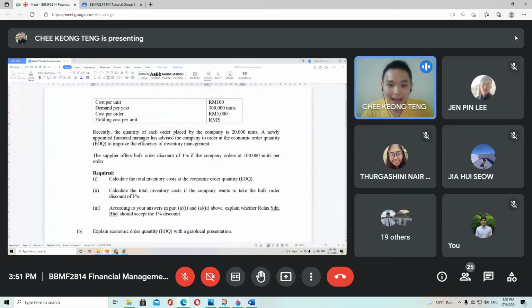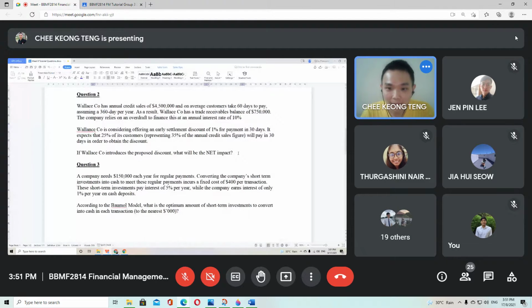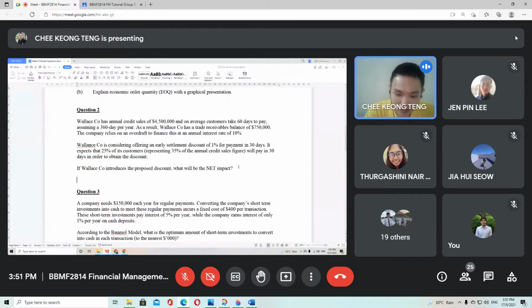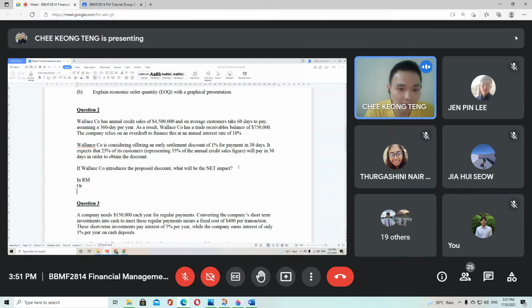Okay, so for the others, again, this question is asking you about receivable management, whether or not should you offer the discount. Like what I said, this kind of question is either they ask you to calculate. Usually, net impact will be in terms of RM, in RM or in percentage. In percentage one, if you remember, will be the formula from our lecture notes. That one no need because this one is in RM.